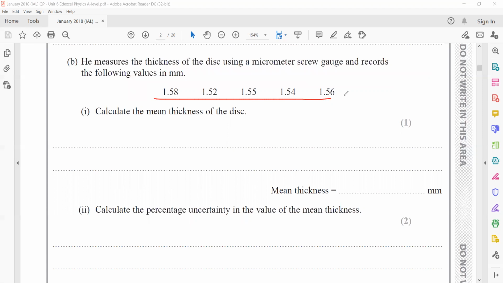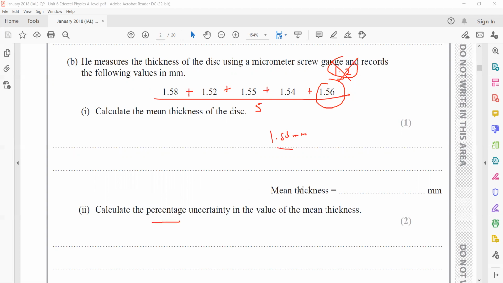So we just have to add them, and it does not appear to have an anomalous result. All the results are equally spaced, not too much difference. That's why we are considering all of the values. Maybe one of the values is anomalous, for example, if it was written 1.2, then we will not include that in our calculation. So when you add them, it will give 1.55 millimeter, the average thickness.